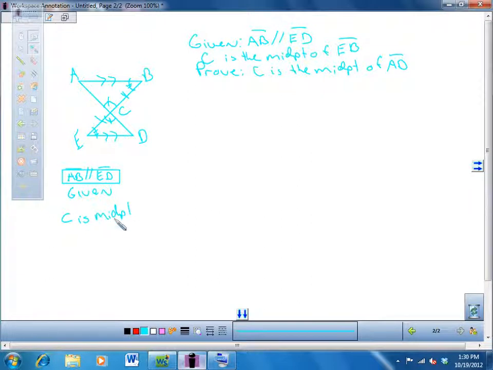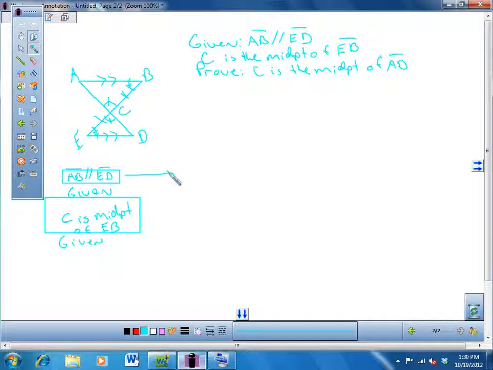midpoint of ED. Okay? So can I put a box around that? Sure. Well, let me do that. Let's see. Draw a box. Yeah, good enough. Okay? And that is also given. And now, from that, that allowed me to conclude that this angle is congruent to that angle. Do you understand that? Yeah.